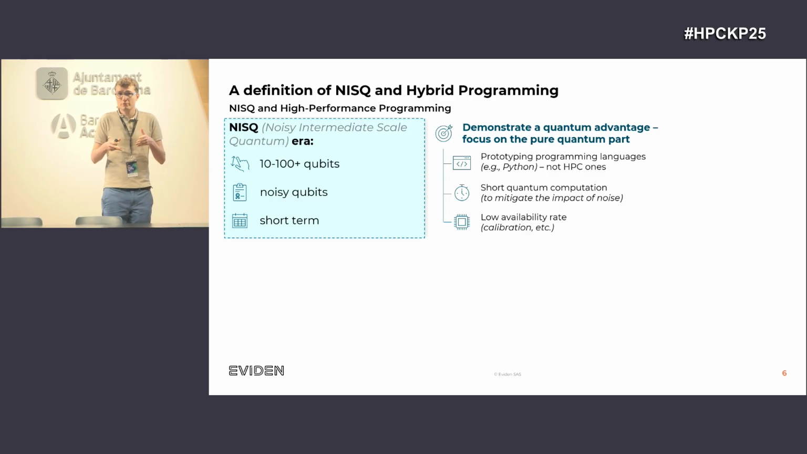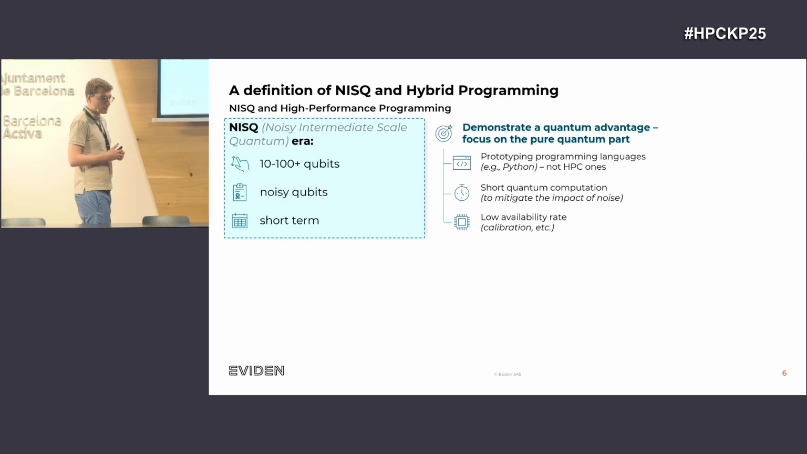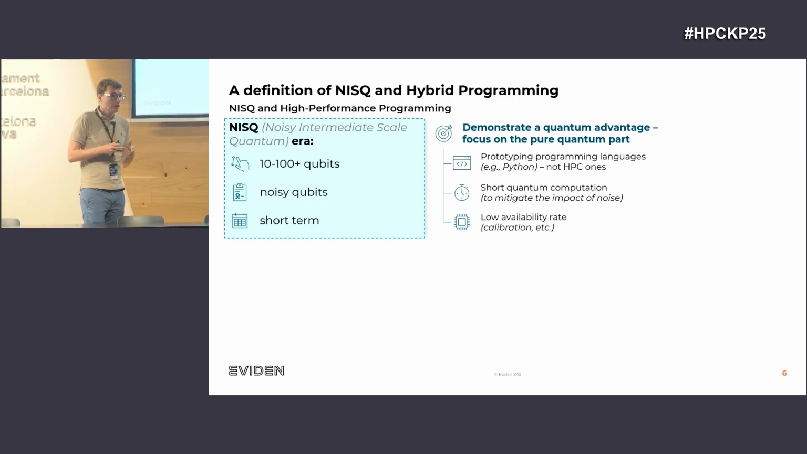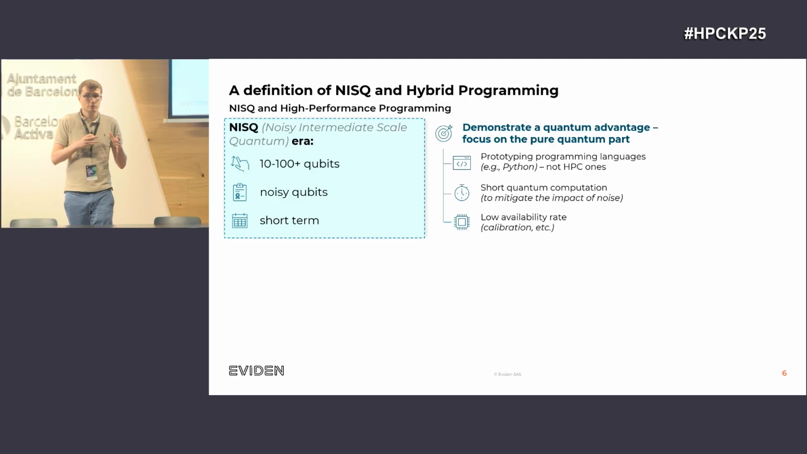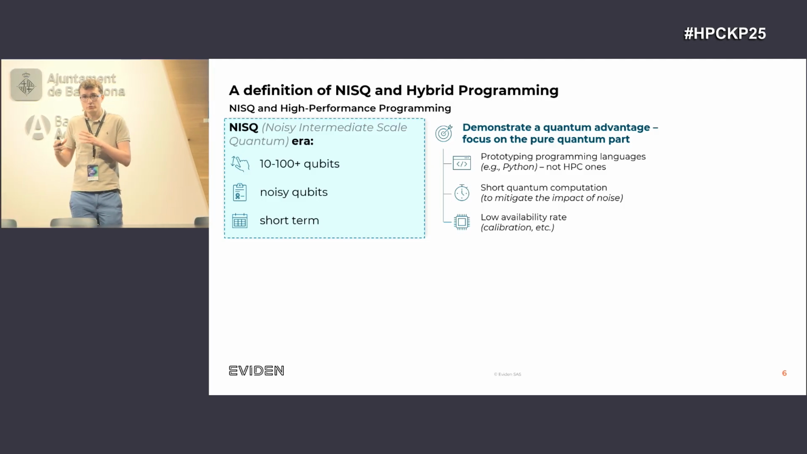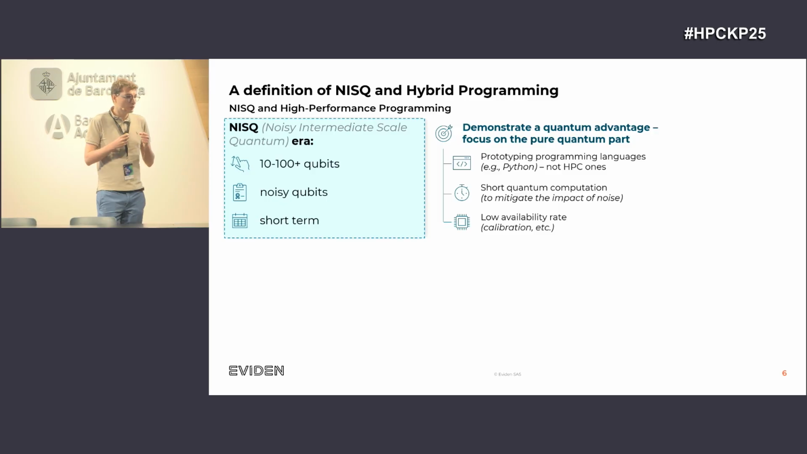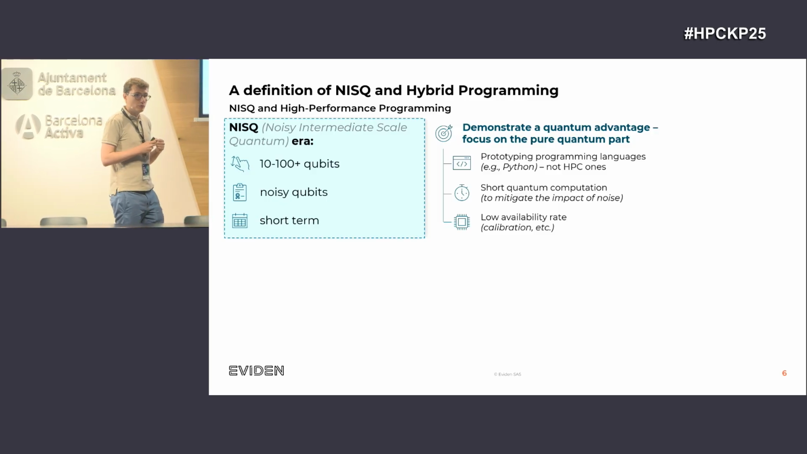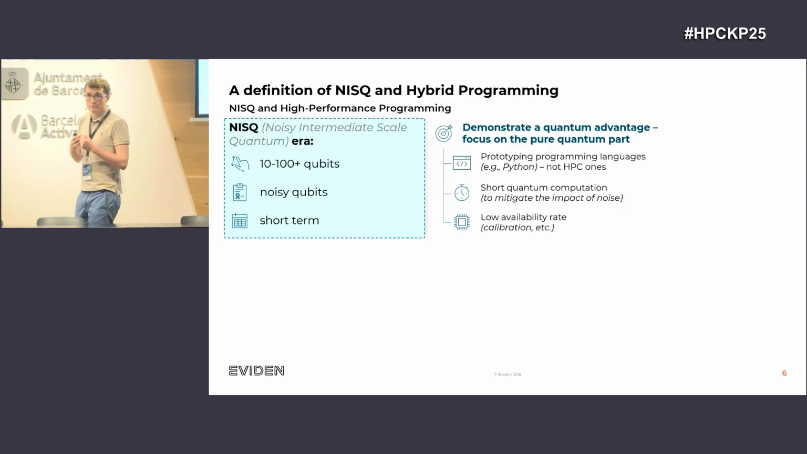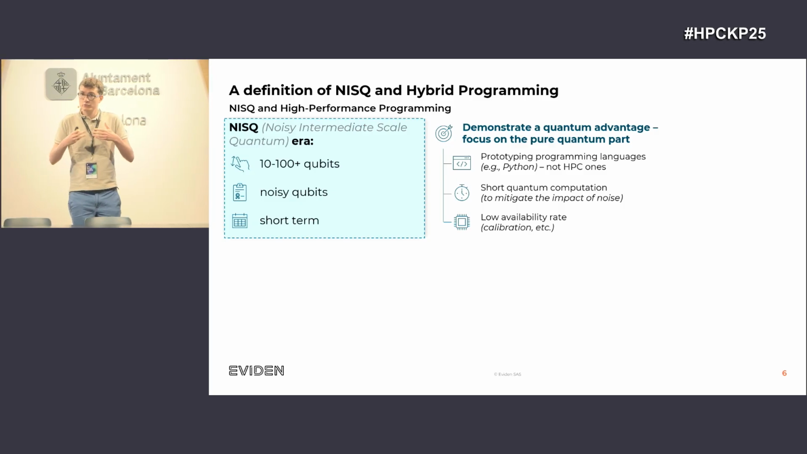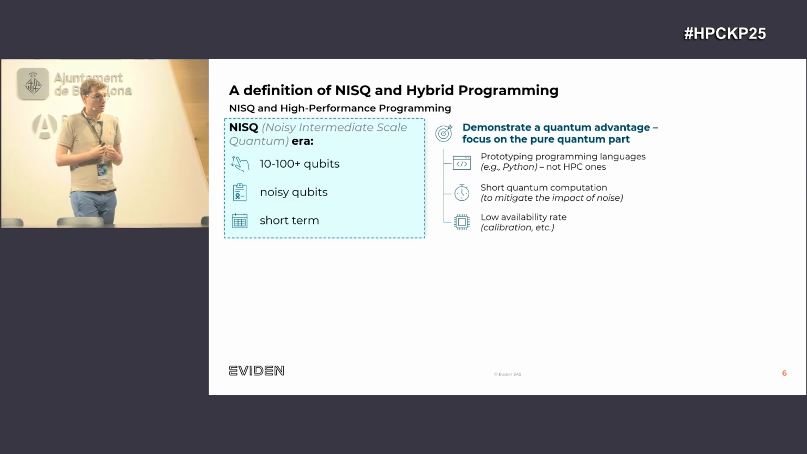When we are talking about NISQ, we are talking about a short-term vision. The purpose of the NISQ era is to demonstrate that there is a quantum advantage, to prove that we can use quantum computing to do useful things. So obviously, we will focus on the pure quantum part. We want to simplify as much as possible the way we program these QPUs, so we'll likely use prototyping languages like Python because we don't want to add complexity.